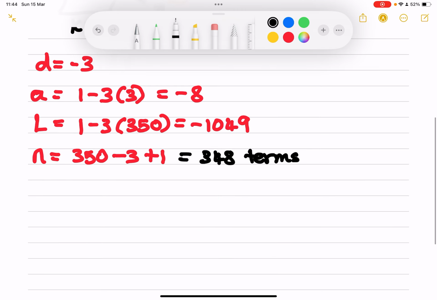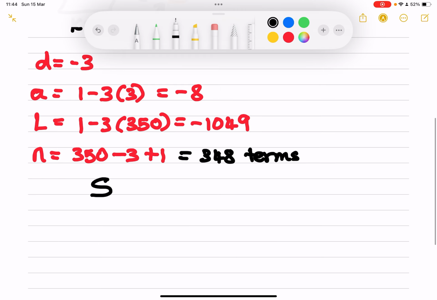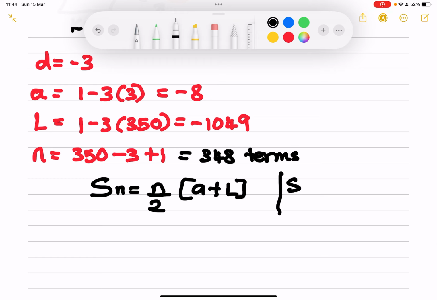Now, we're going to use this formula for arithmetic series: Sn equals n over 2, a plus l. If you are given sigma, always use this one. If you want to, you can use the other one, Sn equals n over 2, 2a plus d, n minus 1. This also works perfectly fine.